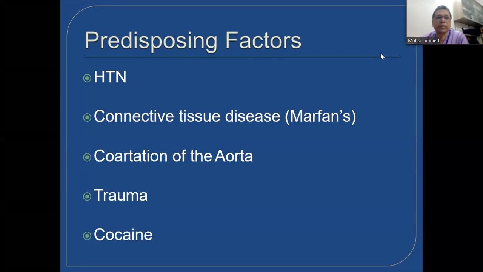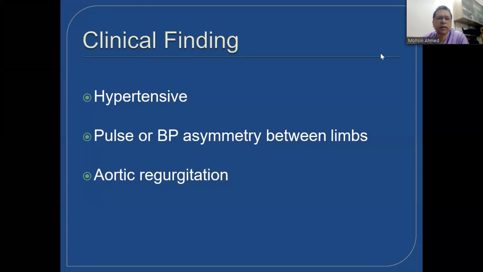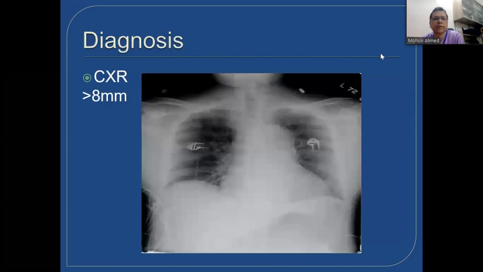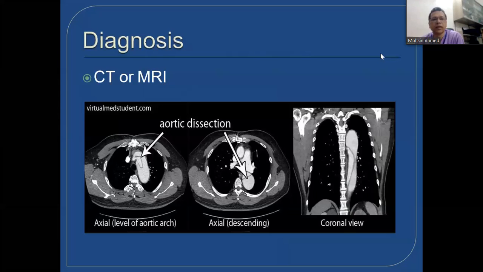Risk factors are hypertension, coarctation of the aorta, trauma, and, uncommonly, cocaine. In clinical findings there are two types, type A and type B. Type A involves the ascending aorta, which is the standard classification, and type B involves the descending aorta. Chest X-ray shows mediastinal widening, more than 8 millimeters dilation, and CT or MRI is the most correct diagnosis of aortic dissection.